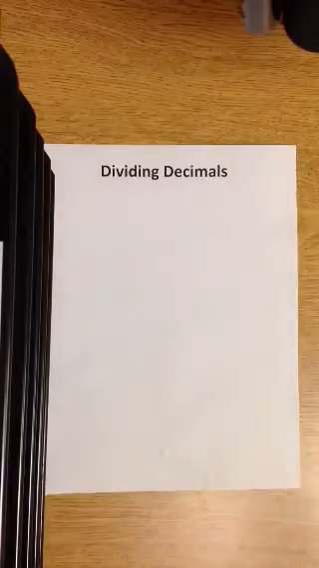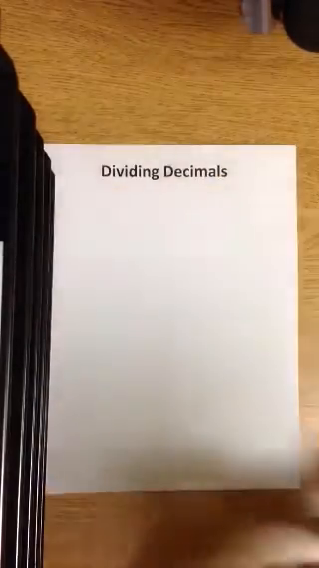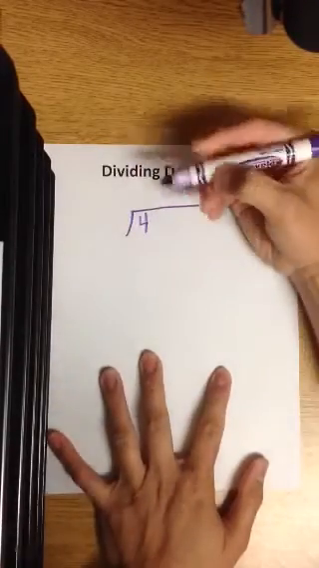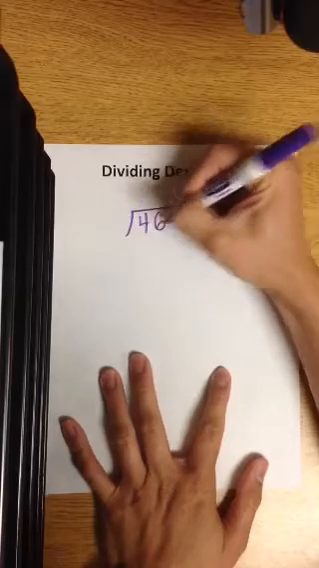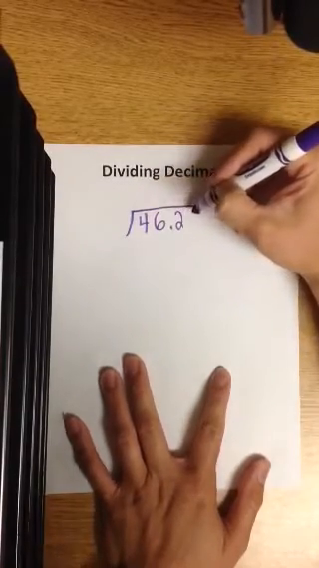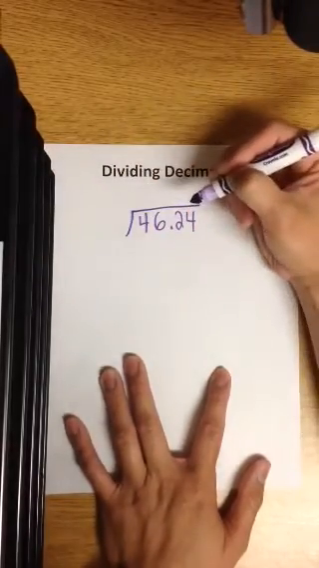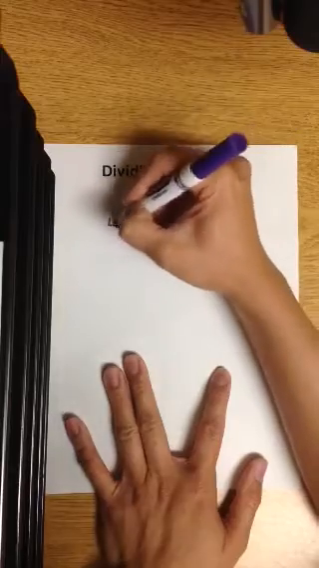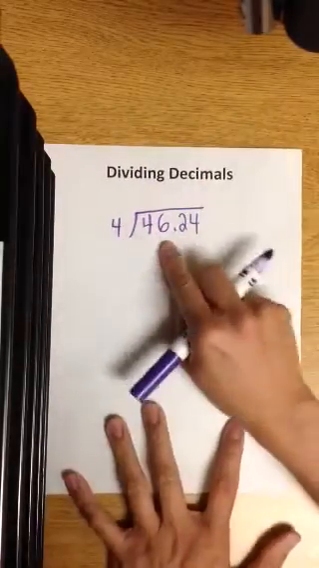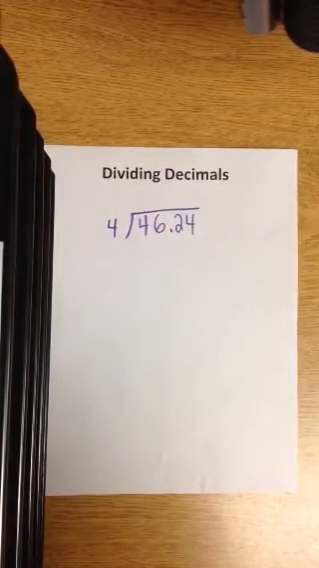Talk about how to divide decimals. Let's start off very simple with a very easy one. For example, you have $46.24, and you're going to divide it by, I guess, 4. So you have $46.24, and you want to divide it among 4 persons. How much money will each person get?